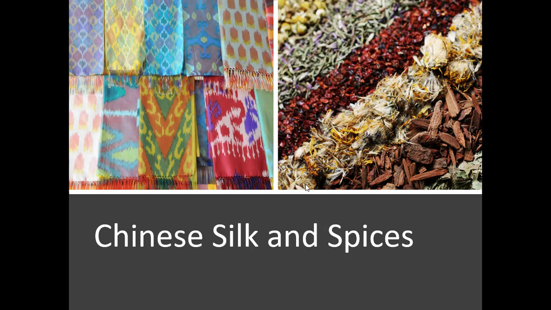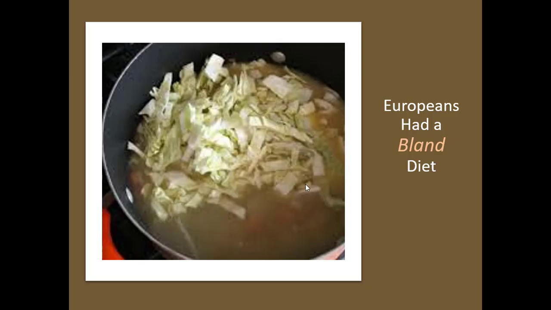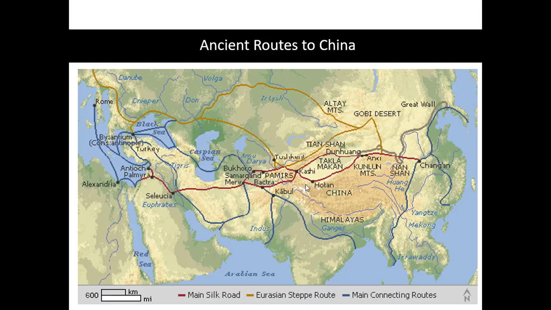Europe didn't have that high of a standard of living. They mostly ate boiled cabbage with no spice. If you've ever had that, it's pretty bland. They wore wool clothing. It was itchy and scratchy when you'd sweat. So they knew that Asia was out there, China. But how do you get there? It's so far away, okay?